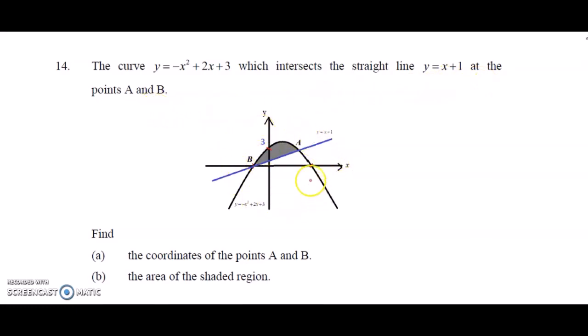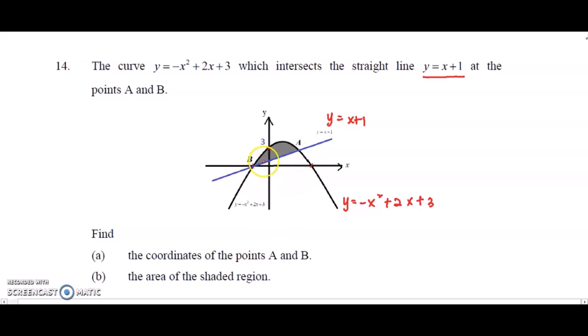From the graph given, you can see that there is a quadratic curve intersecting with a straight line, and the equation of the straight line is y equals x plus 1, just as stated in the question, and the curve is y equals negative x squared plus 2x plus 3. Now I want to get the area bounded by these two curves, and I already shaded the region that they want. So how do we get the area?